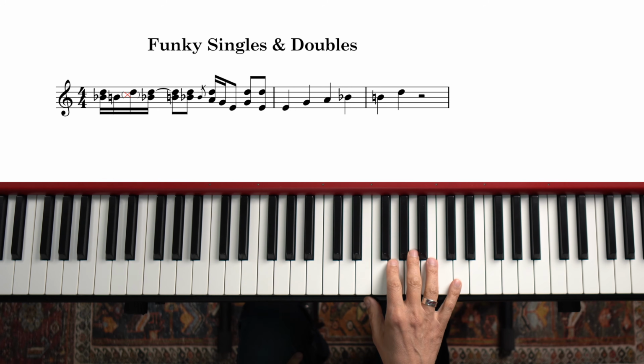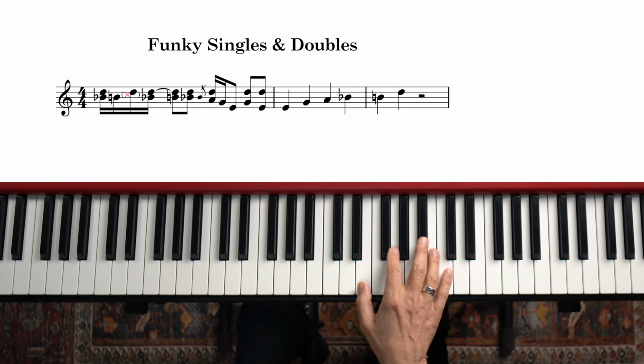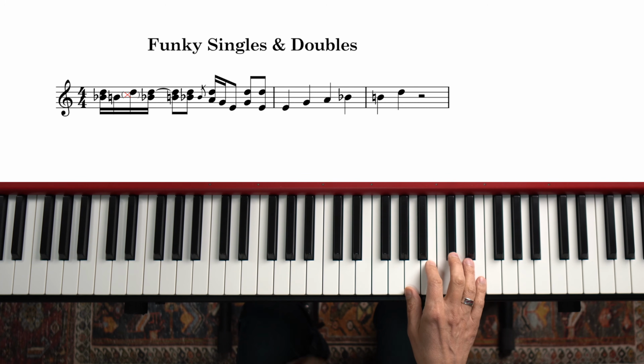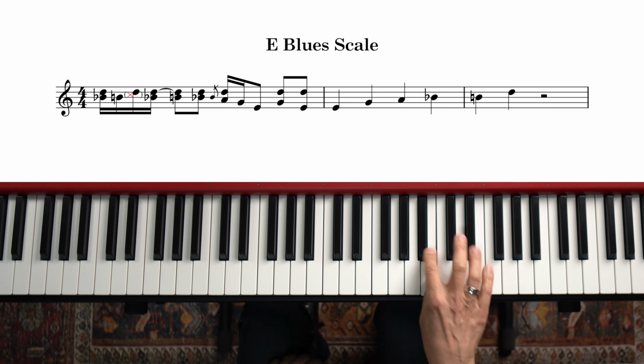Now check this out. Other than that one C, the whole bar contains the following notes. What does that look like? That's right, an E blues scale. This is a blues secret that you don't hear about that often.